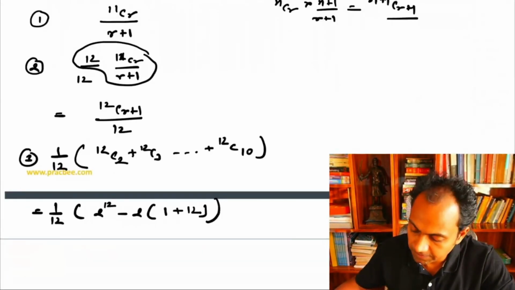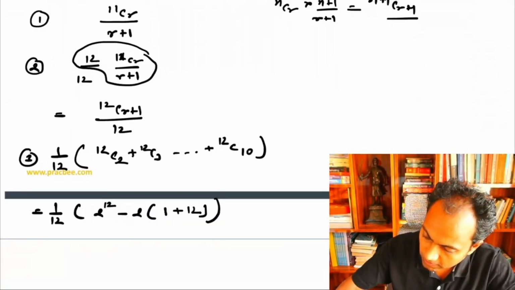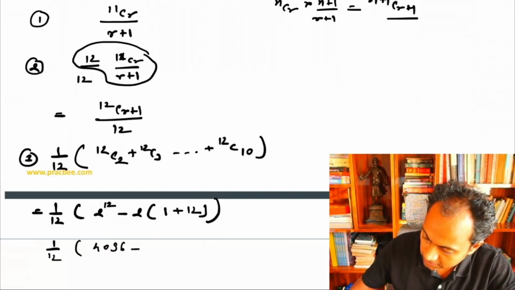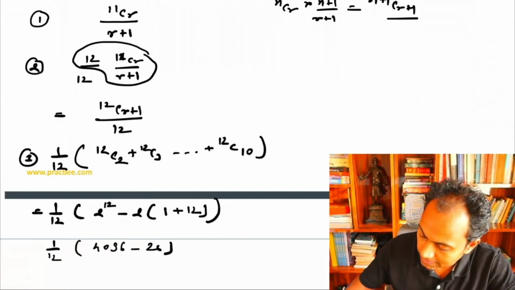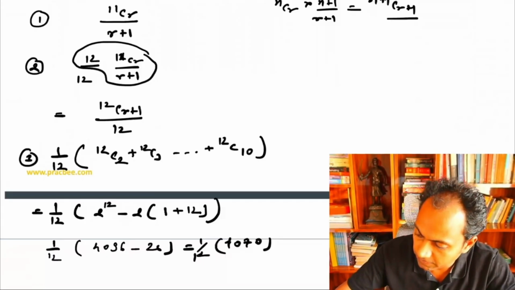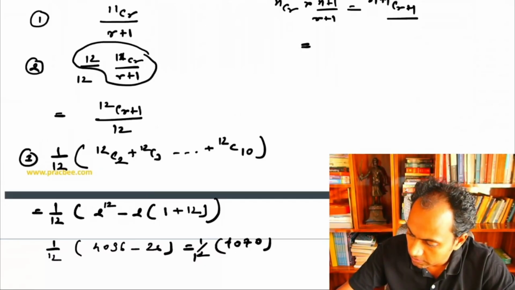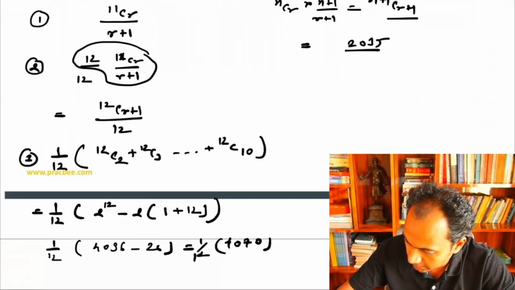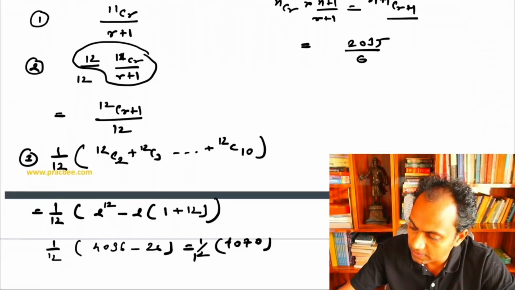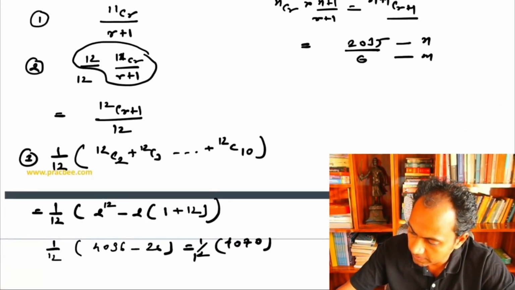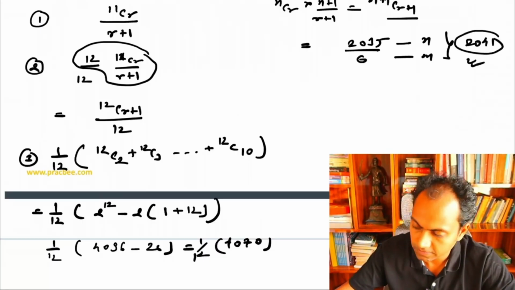Now in the next part, if I simplify this, 1 by 12 into 4096 minus 26 will come. That is nothing but 1 by 12 into 4070. And now if I simplify this, let us see what I get. Ultimately, this simplified divided by 2, so this will become 2035 divided by 6. The question says that this is nothing but n by m. So this will become n, this will become m. They are asking the value of the sum. That will become 2041, which is our answer.